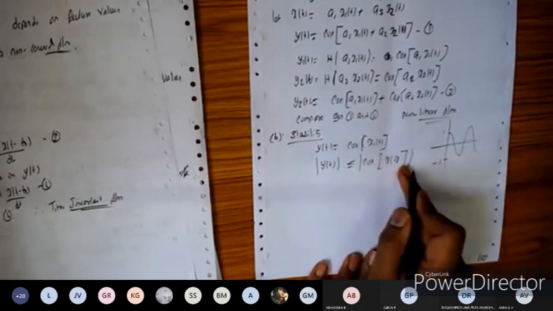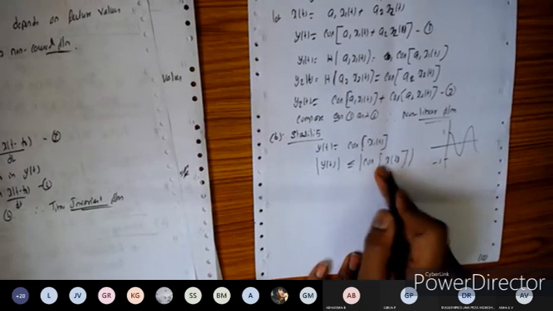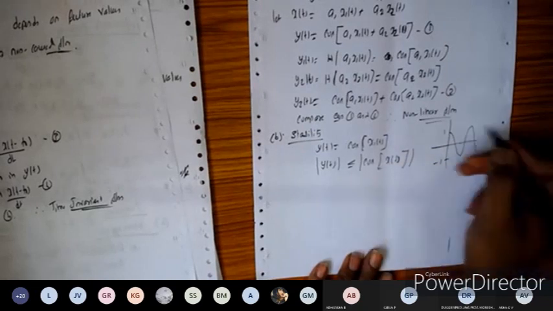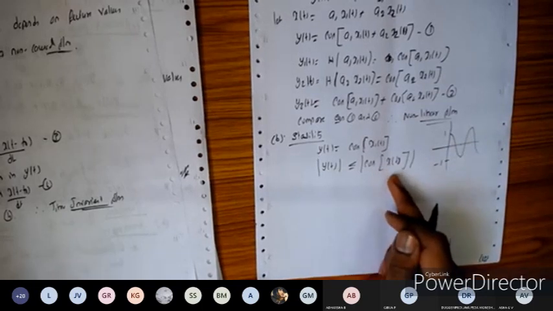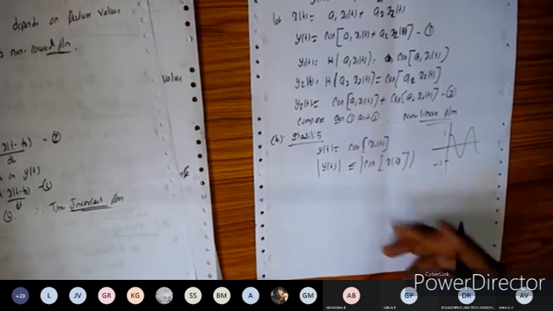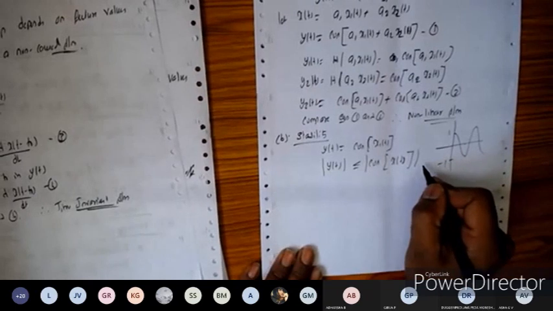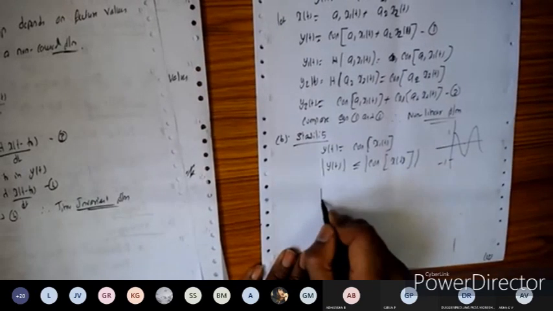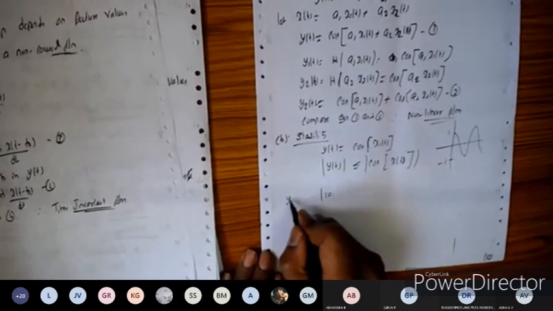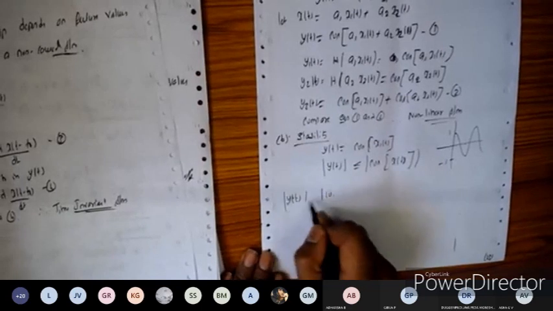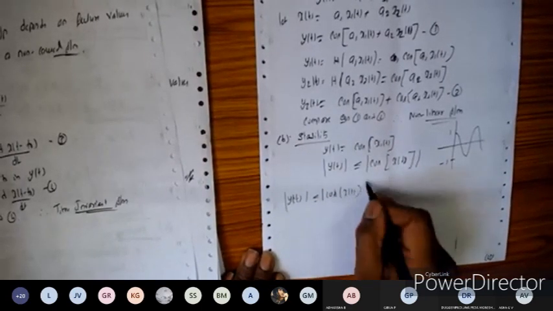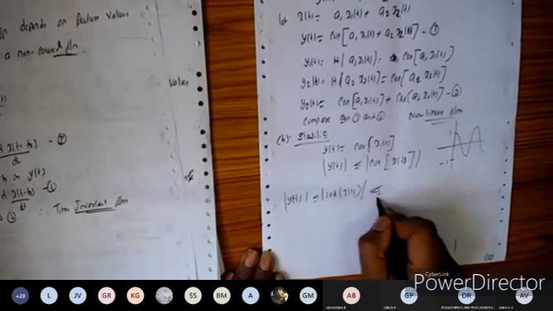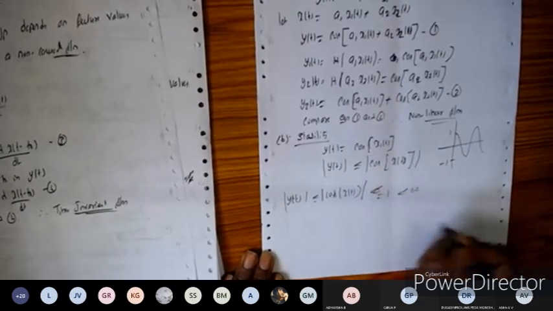Since we are taking the magnitude, cos of any signal is going to lie between plus 1 and minus 1. So the magnitude of this will be equal to 1. So we can say that the magnitude of y of t, the magnitude of cos of x of t, is equal to 1, which is less than infinity.